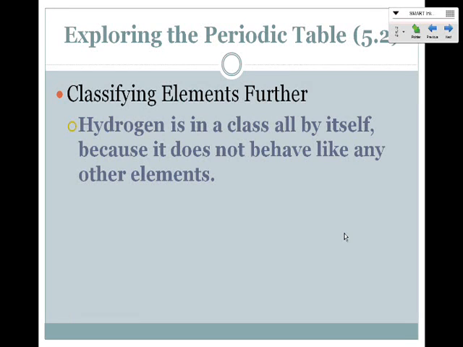Now, hydrogen is in a class all by itself. It's up there at the top left, and we are not going to put it with any family because it does not behave like any other element. However, we would categorize it as a nonmetal, but we don't put it with an actual family.